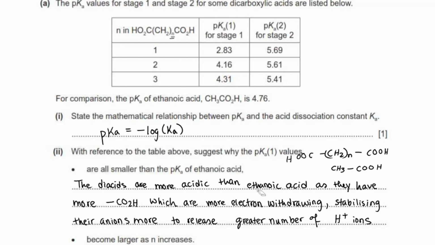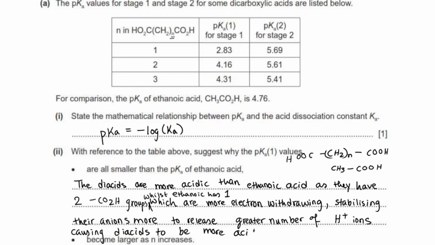And instead of writing more carboxyl groups, we can write they have 2 CO2H groups, whilst ethanoic acid has 1. Let's just add that. Let's continue with the rest of the answer. Causing diacids to be more acidic.